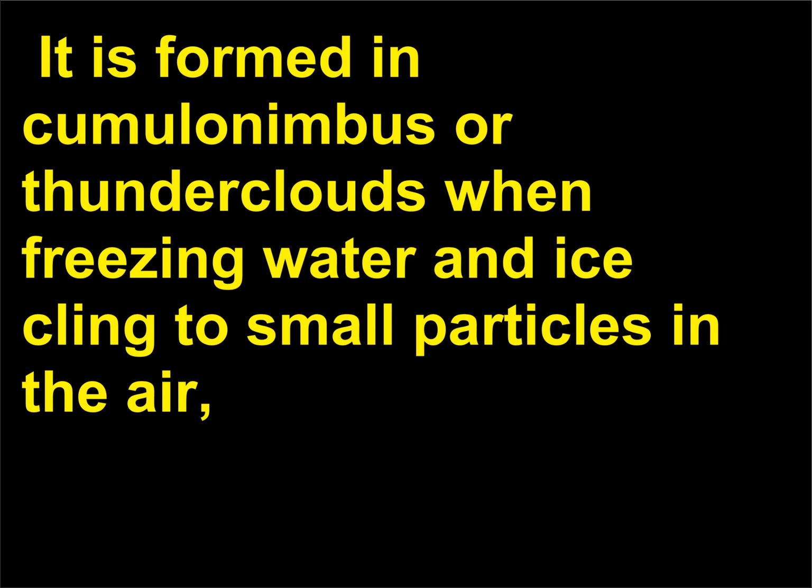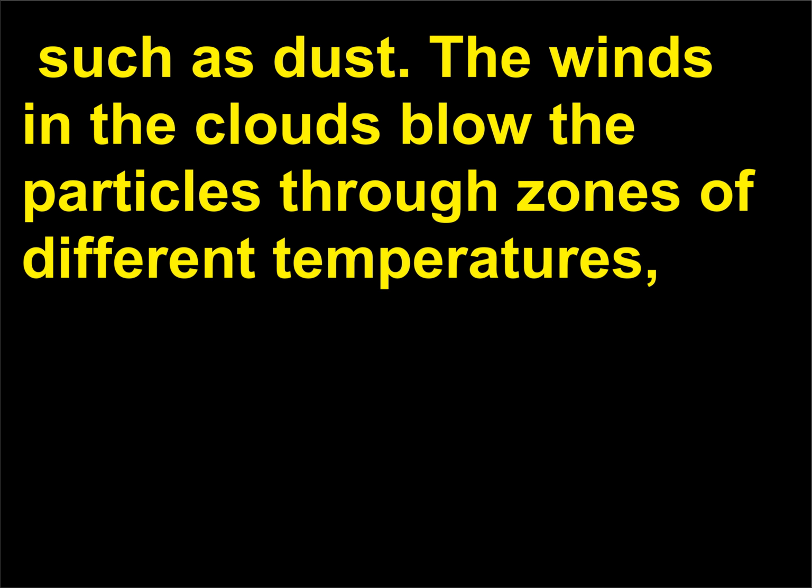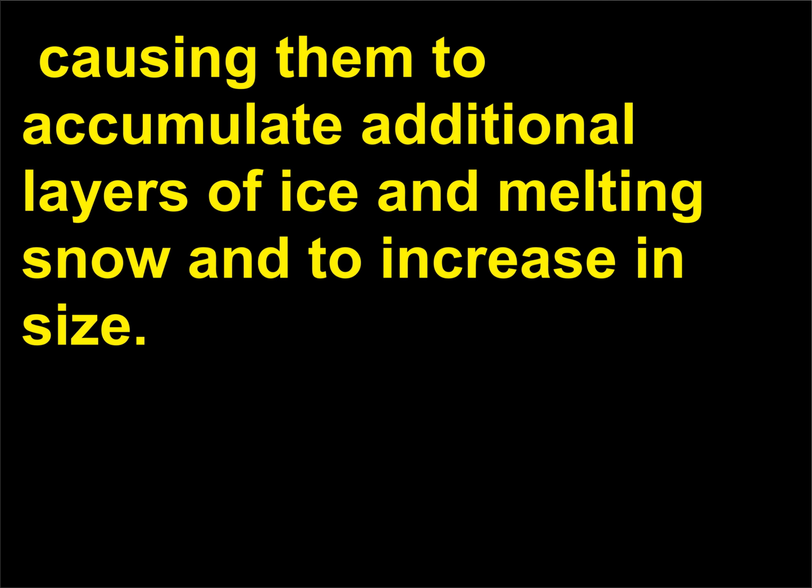It is formed in cumulonimbus or thunderclouds when freezing water and ice cling to small particles in the air, such as dust. The winds in the clouds blow the particles through zones of different temperatures, causing them to accumulate additional layers of ice and melting snow and to increase in size.